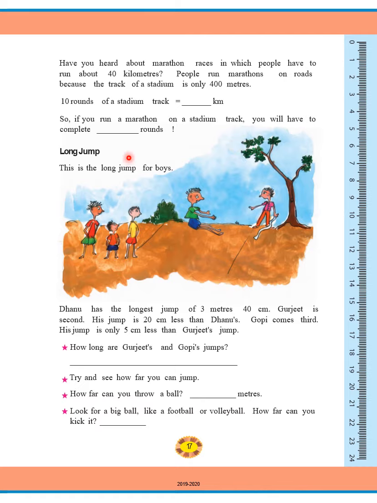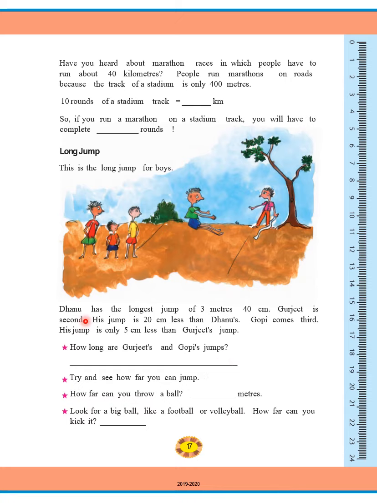The next topic is long jump. This is the long jump for boys. Here we can see in the picture Dhanu has the longest jump of 3 meters 40 centimeters. Gurjeet is second. His jump is 20 centimeters less than Dhanu's. Gopi comes third. His jump is only 5 centimeters less than Gurjeet's jump. So the first question is how long are Gurjeet's and Gopi's jumps?